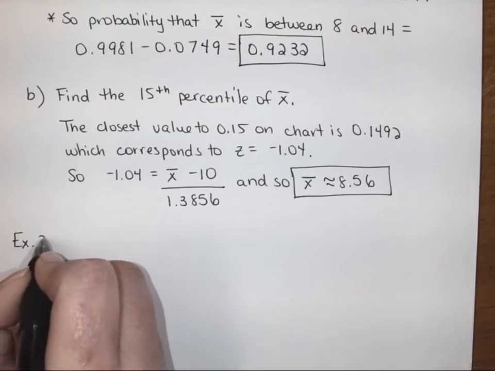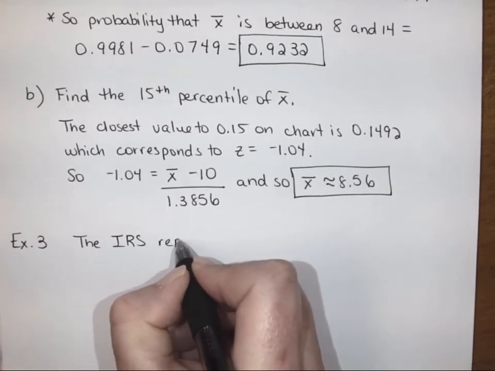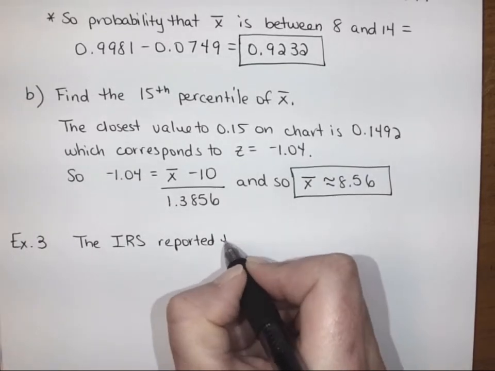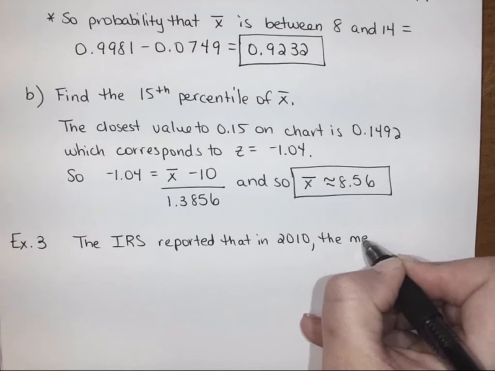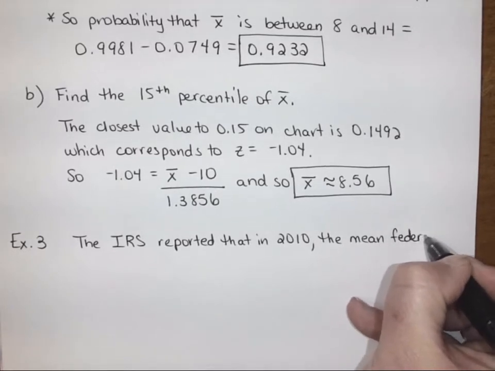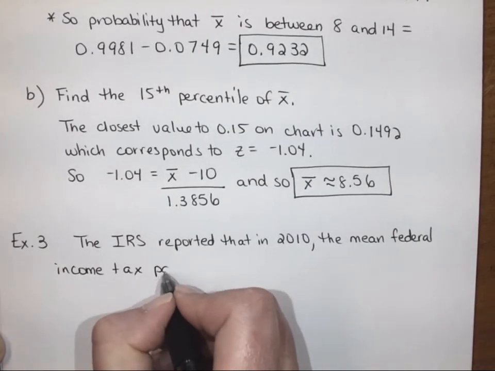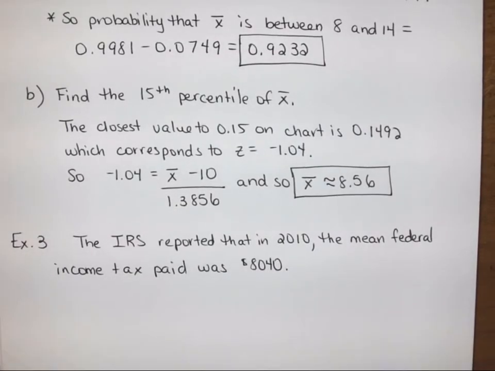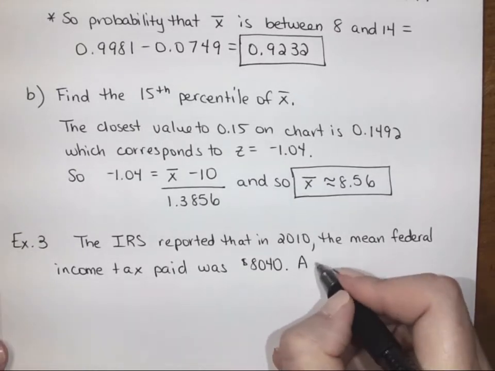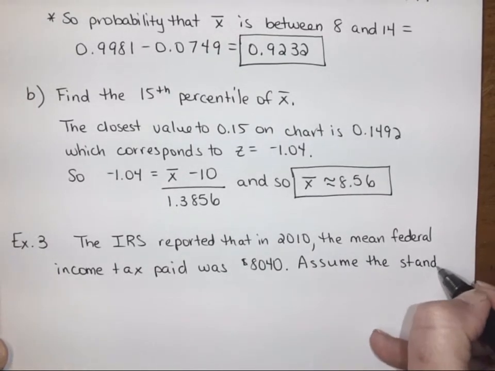All right, so let's look at another example. So let's say that the IRS reported that in 2010, the mean federal income tax paid was $8,040, okay, per household. Okay, so notice that would be everyone who paid taxes, so that would be the population. And let's assume the standard deviation is 5,000.